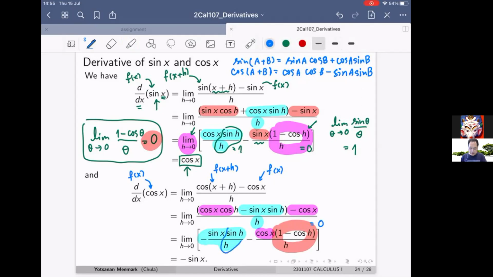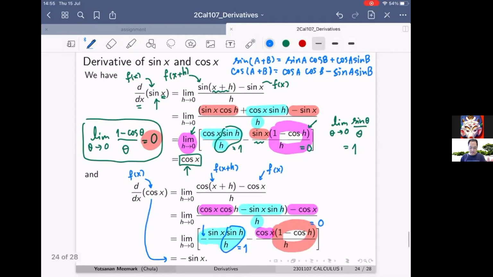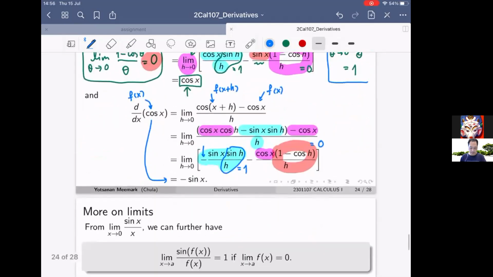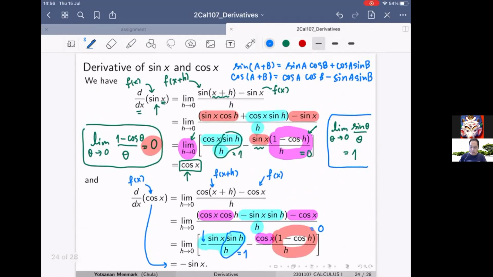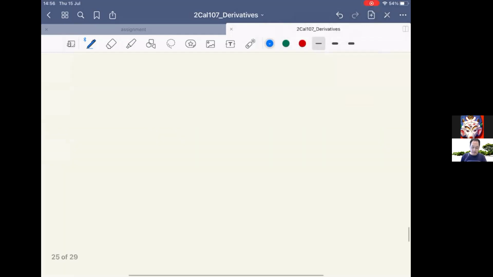And here, sine h over h becomes 1 as your h goes to 0. Don't forget that you still have the negative. So the derivative of a cosine becomes a negative sine. Okay, this is very important. So now after we find the limits of these two trigonometric functions, you'll be able to find the derivative of sine and the derivative of cosine as follows. Let me just write down right now what we have in hand.